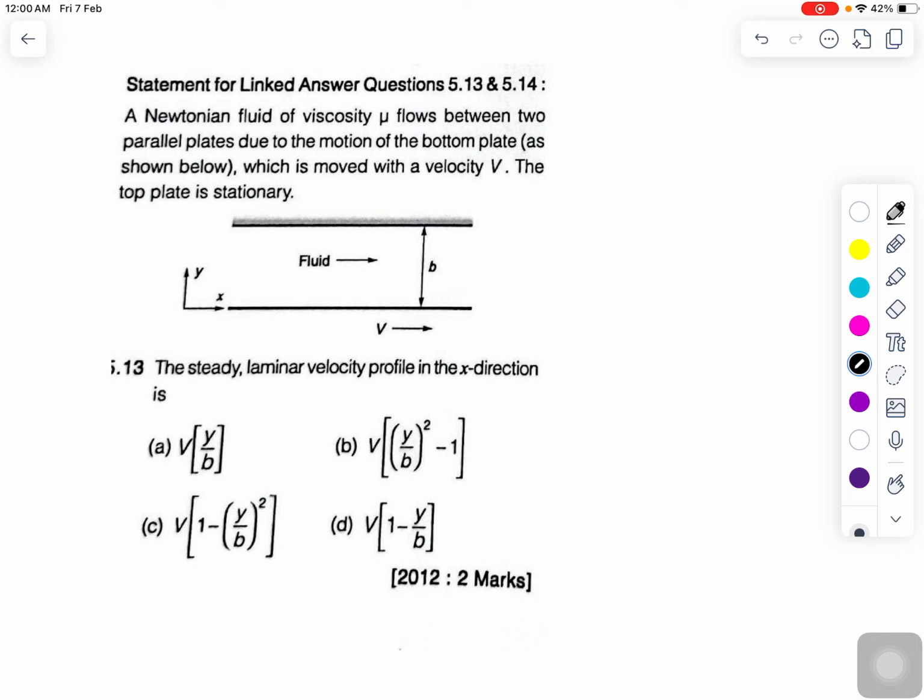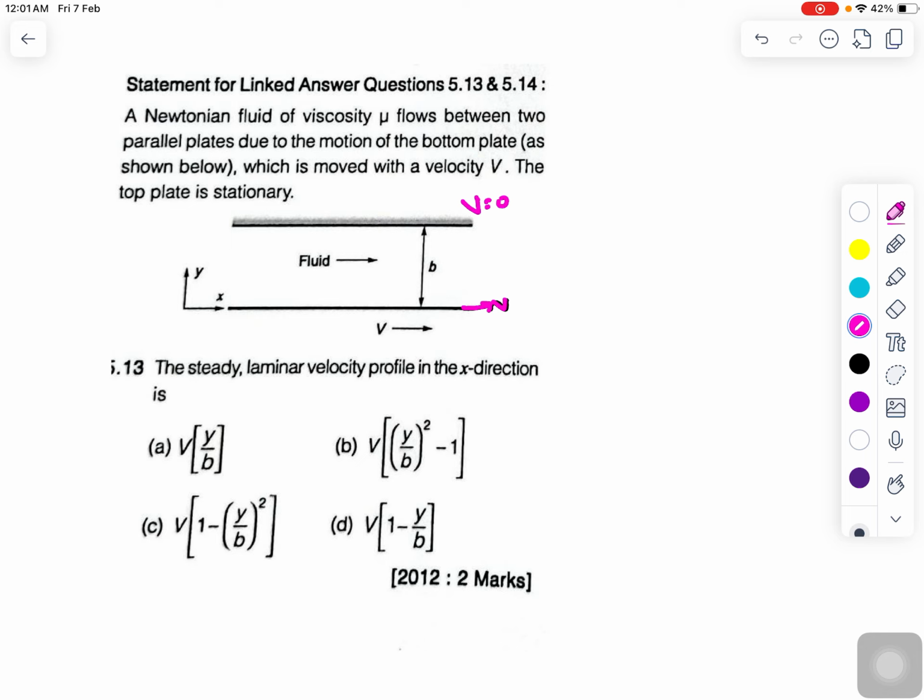Moving towards the next question. The question says that a Newtonian fluid of viscosity mu flows between two parallel plates due to the motion of the bottom plate, which is moved with the velocity V. So this bottom plate is moving with the velocity V here, you can see. The top plate is stationary, here velocity is 0, the steady state laminar velocity profile.